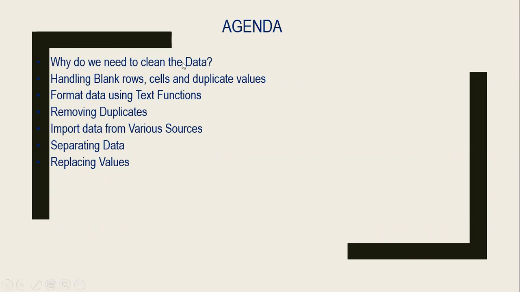First, to understand why we need to clean the data, handling the blank rows, cells and duplicate values, and some formatting we need to do using the text function. Removing duplicates is definitely required. And we get data from different sources: text files, CSV files, databases. We'll start by getting data from text files and then see how to do the cleanup operations on that data. So this is the agenda for today's session.